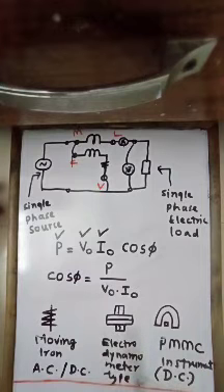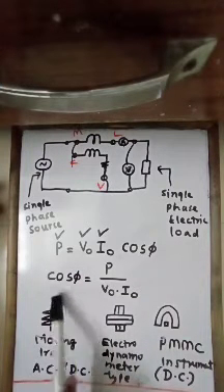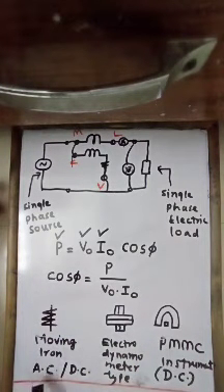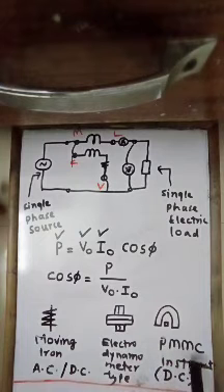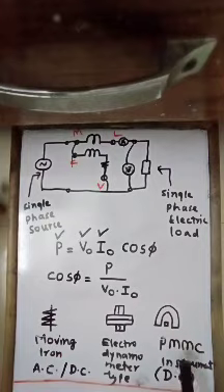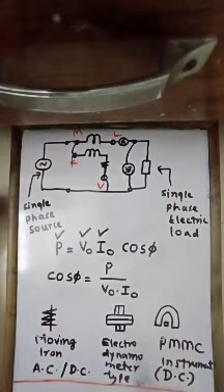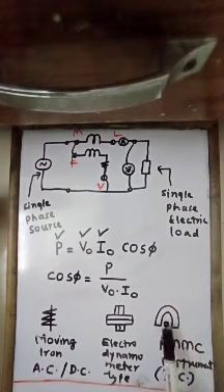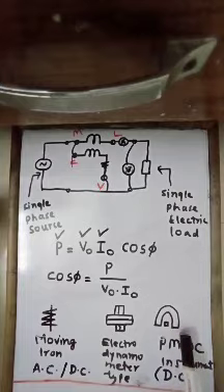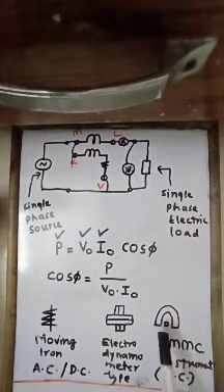So please note down this difference: the moving iron instrument can be used with AC supply, or it can be used with DC supply also. It is going to give the RMS value of the voltage or current. And the PMMC instrument is going to give the average value of the voltage or the average value of the current. If you observe a sinusoidal wave over one cycle, you will see that the average value is 0. So therefore it is not going to give any indication.